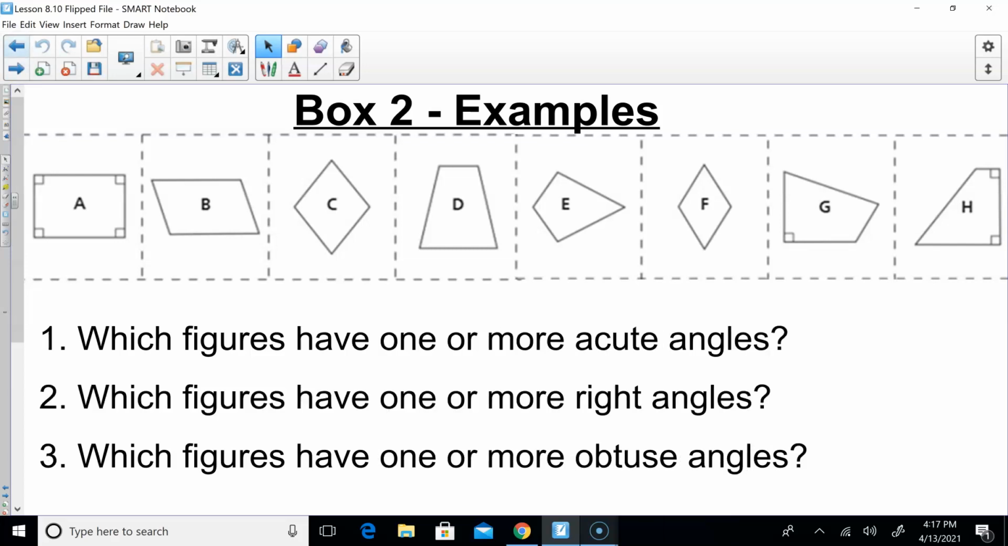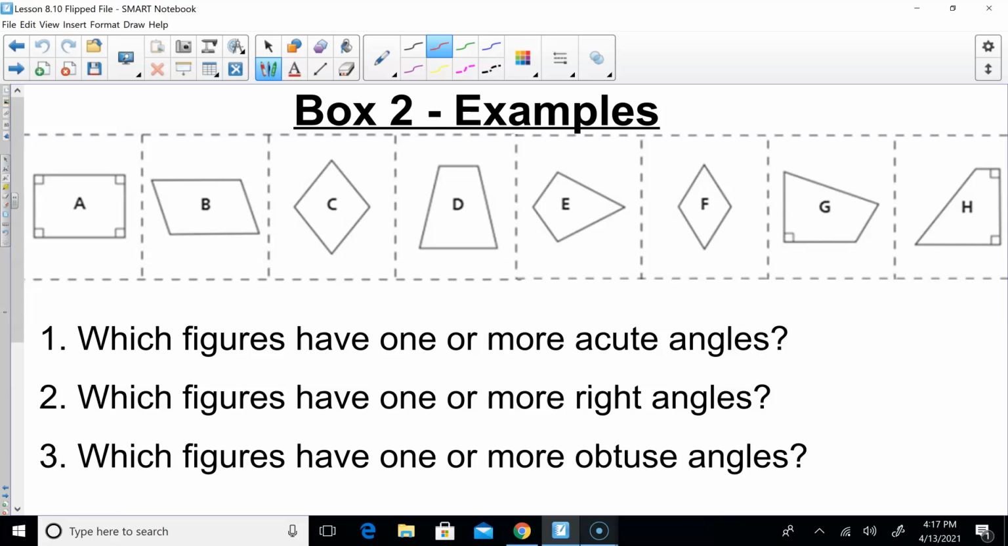So I have a variety of different quadrilaterals. Actually, are they all? Yeah, they're all quadrilaterals. So the question is, which figures have one or more acute angles? I'm going to go right down my list. Acute, we remember, is between 0 and 90 degrees. So I'm looking for one or more. The first one, does A have it?